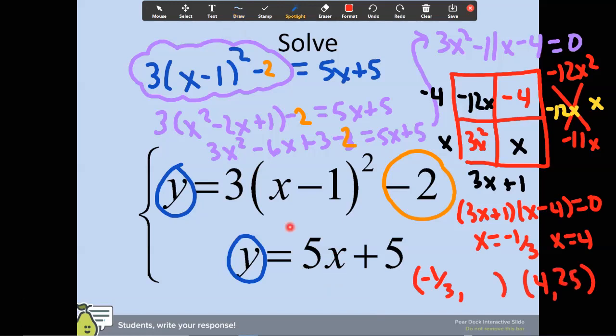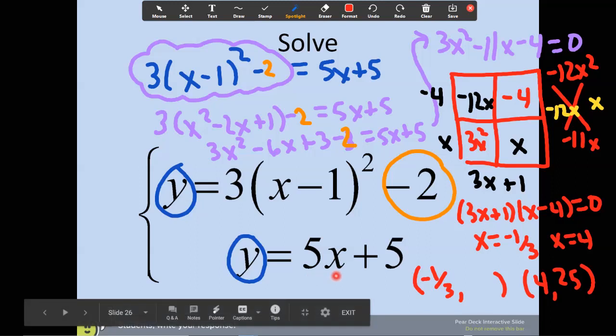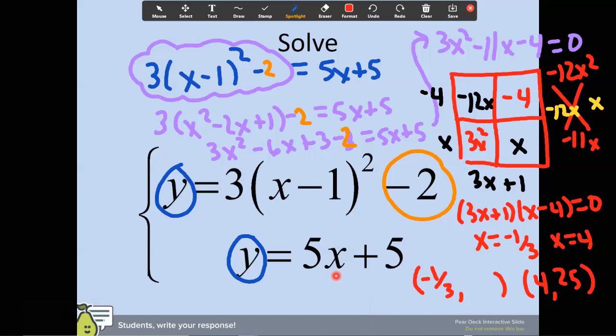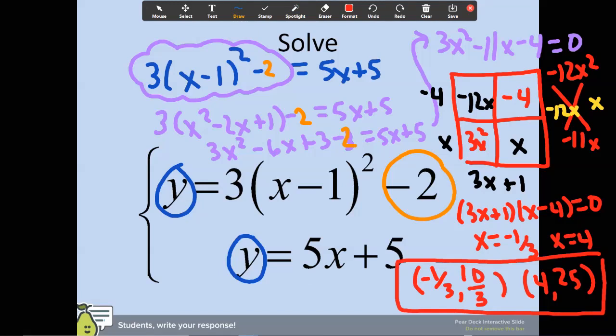Then I am going to put my -1/3 in here, okay? And so when I do that, I'm going to get 5 times -1/3, which is a -5/3. And if I do this on my calculator, -5/3 plus 5, I end up with a positive 10/3. And those are my 2 points of intersection. Okay, next one.